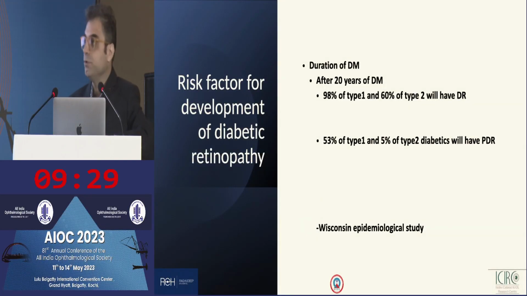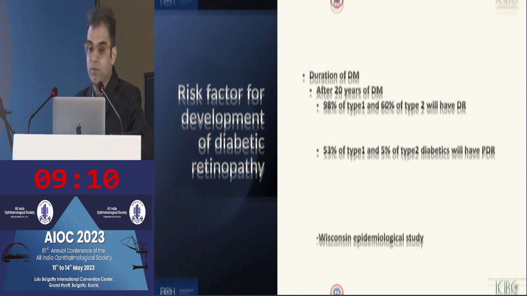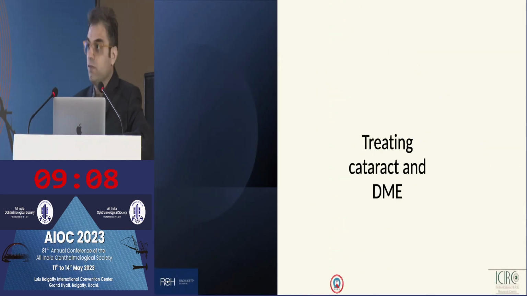It is the duration of the diabetes which is extremely important, as we all know. After 20 years of diabetes mellitus, 98% of type 1 and 60% of type 2 will have some kind of diabetic retinopathy. And out of those patients who have diabetic retinopathy, 5% of them will definitely have proliferative diabetic retinopathy. So now we come to the main portion.